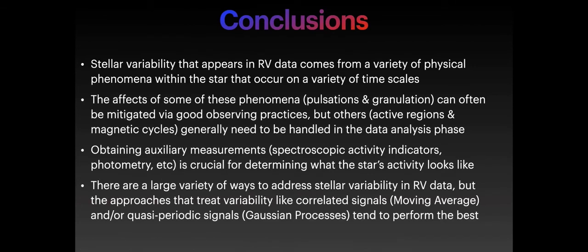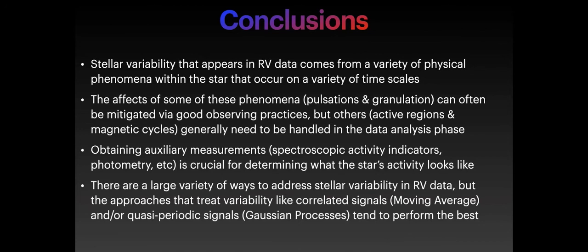Okay. So in conclusion, a couple of the big points that I hope came across in this talk. The first is that stellar variability that appears in RV data comes from a variety of physical phenomena within the star that occur on a variety of timescales. And so we have different periodicities and different amplitudes all interacting with one another to cause what can often be some very complicated background variability in the star. The effects of some of these phenomena, things like pulsations and granulation, can often be mitigated via good observing practices, but other types of phenomena, the active regions and the magnetic cycles, generally need to be handled in the data analysis phase.